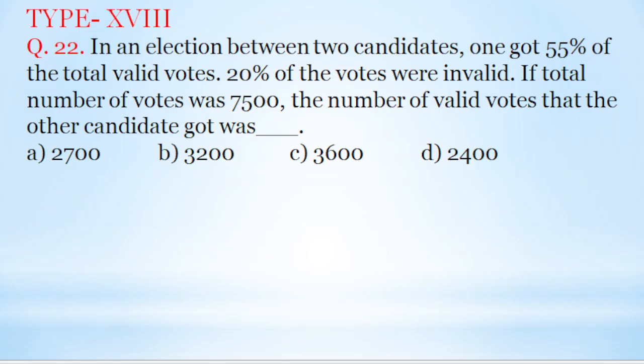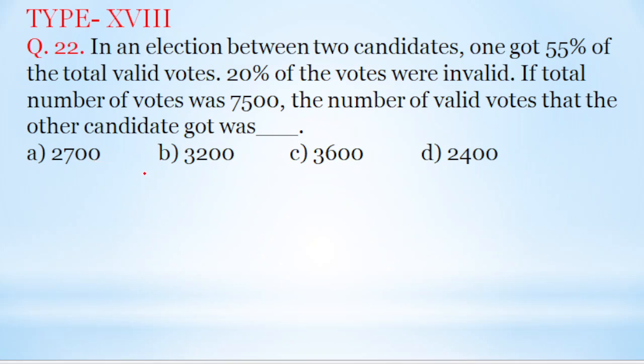Now type 18, question number 22. In an election between two candidates, one got 55% of the total valid votes, 20% of the votes were invalid. If the total number of votes was 7,500, the number of valid votes that the other candidate got was dash.